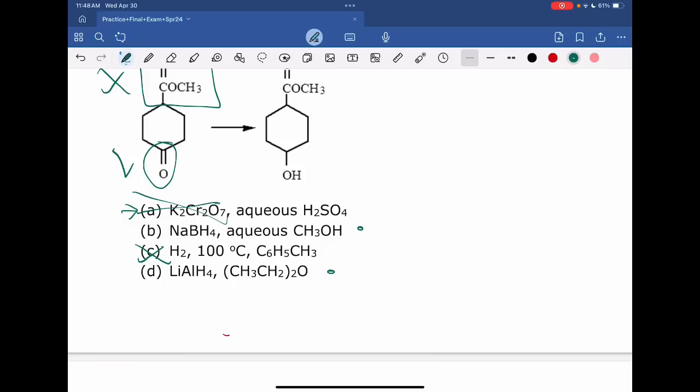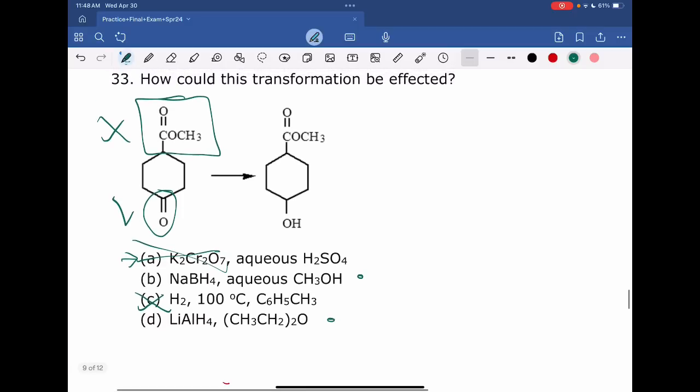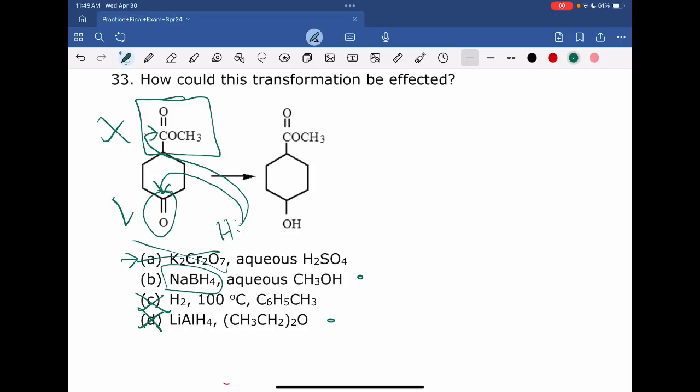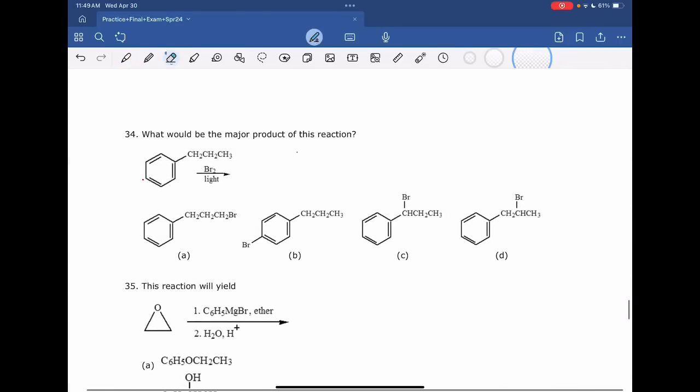But the thing is, if you do lithium aluminum hydride, you will also reduce the top one. Lithium aluminum hydride is very strong, much stronger than NaBH4. So lithium essentially reacts with everything you put in front of it. So it's not lithium. NaBH4 is the only one that will selectively deliver this H and not this H to the top one. All right, so question 34.